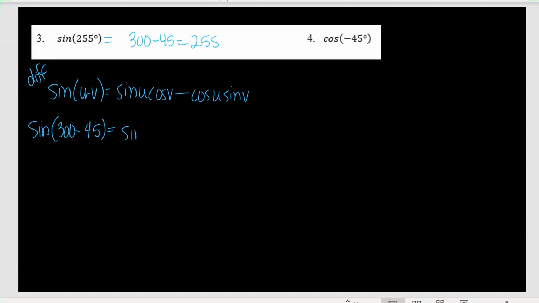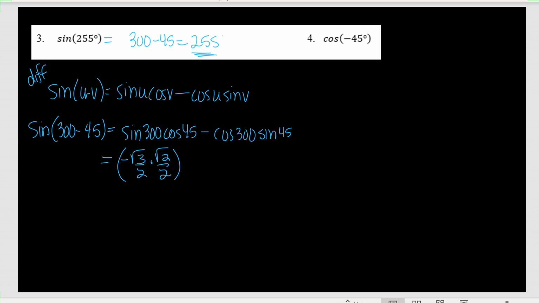Okay, so I want to do sine of 300 cosine of 45 minus cosine of 300 and then sine of 45. All right, so thinking about this value, we hopefully should get a negative answer in there because in quadrant 3, our sign would be negative. So sine of 300 degrees, that's in quadrant 4, and it's negative square root 3 over 2. Cosine of 45 degrees is positive square root 2 over 2. Minus cosine of 300 is positive 1/2. And sine of 45 is positive square root 2 over 2.